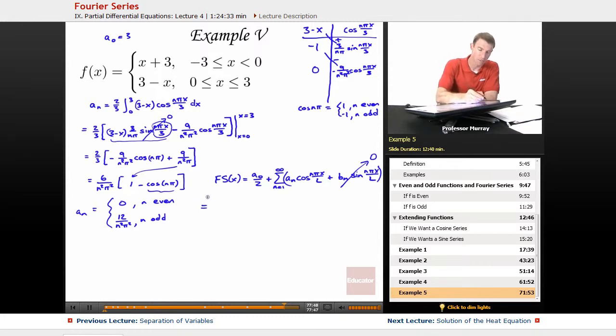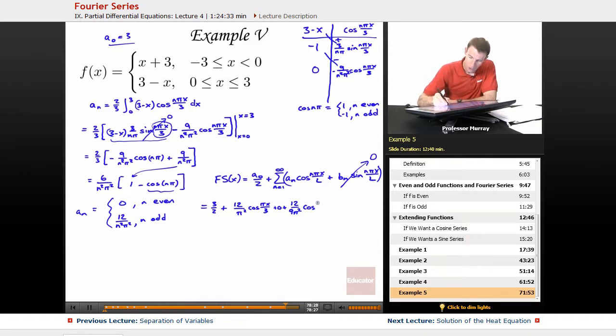So let me fill in what I have for the cosine terms. A naught is up there, and A naught over 2 is 3/2. Plus, now let's see what we get for n equals 1. That's an odd one, so I get 12 over pi squared cosine of pi x over 3. N equals 2 is even, so I put a 0 there. N equals 3 is an odd one, so 12 over 9 pi squared, n squared pi squared, times cosine of 3 pi x over 3.